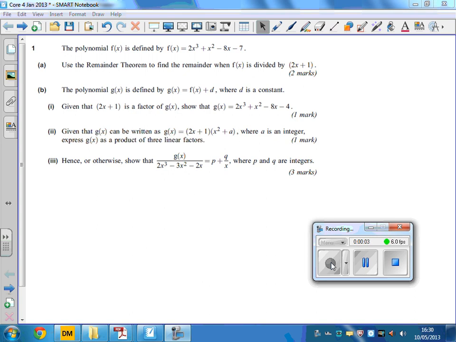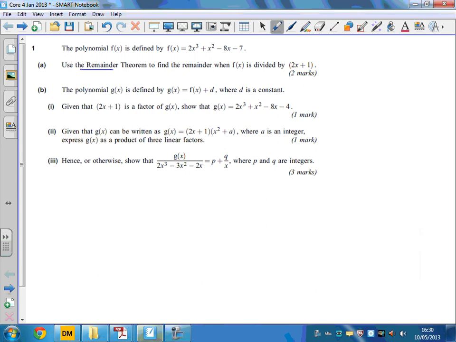January 2013, Core 4. The first question starts with a good old bit of Core 1. Use the remainder theorem. So we're looking at doing f of something. What makes that 0? Minus a half. F of minus a half.